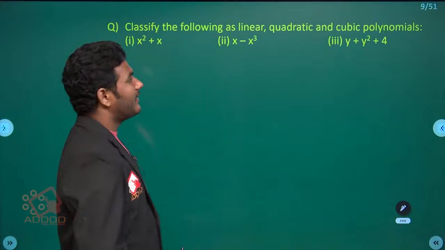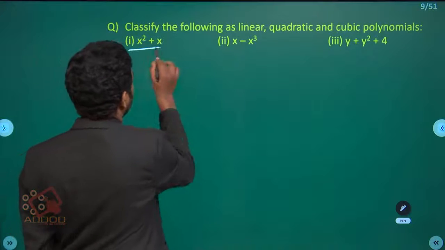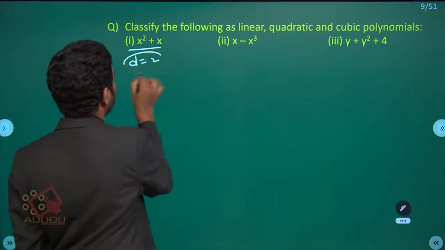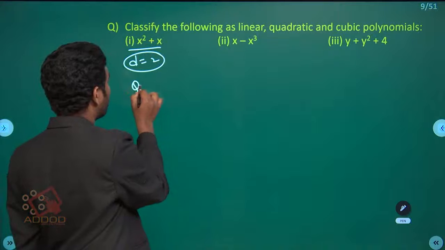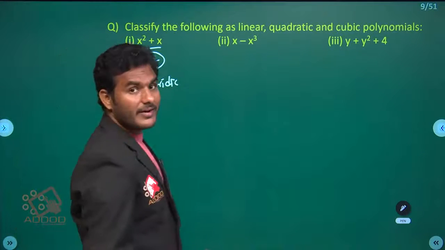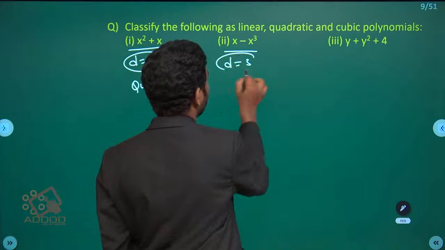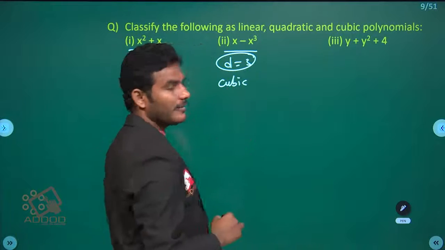Classify the following as linear, quadratic and cubic polynomials. Now look here, children, x square plus x is there. The degree is equal to what? Degree is equal to 2. So which type of polynomial is this? This is a quadratic polynomial. Now here x minus x cube is there. So what is the degree? Degree is equal to 3. So if the degree is 3, then that polynomial is called a cubic polynomial.